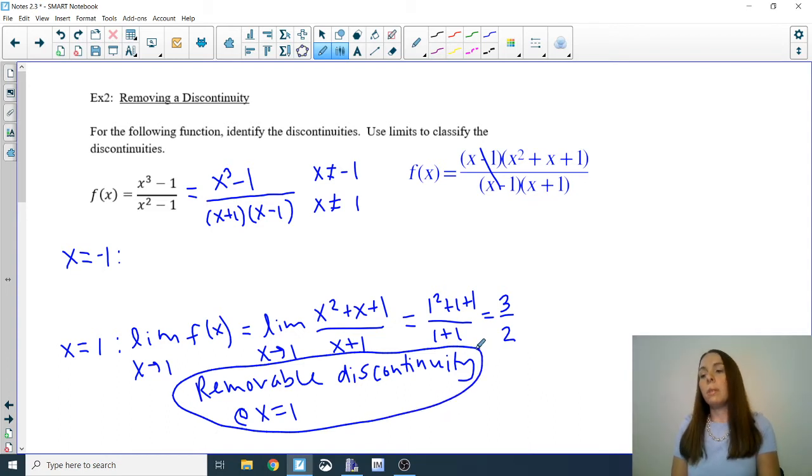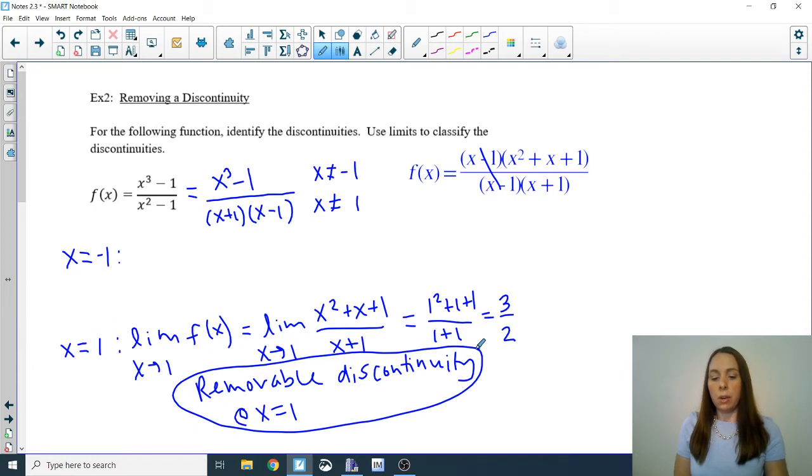And just so you know, another word for removable discontinuity is simply a hole. And if you were to look at the graph of this original function, x cubed minus 1 over x squared minus 1, you would have a hole at the point (1, 3/2). Okay. All right, now for x equals -1.